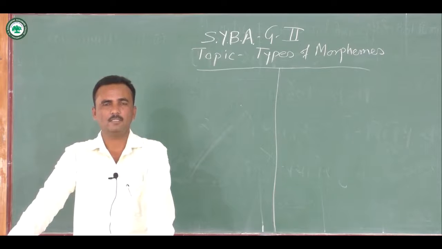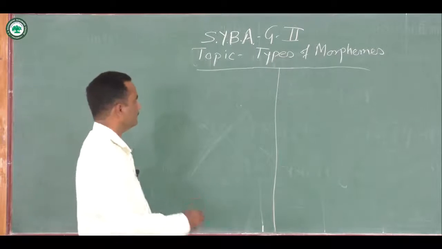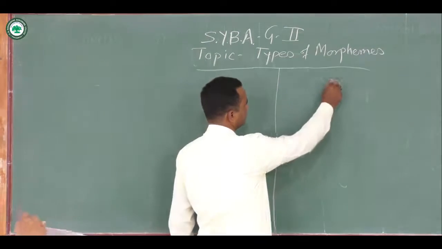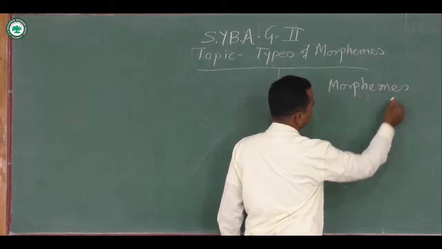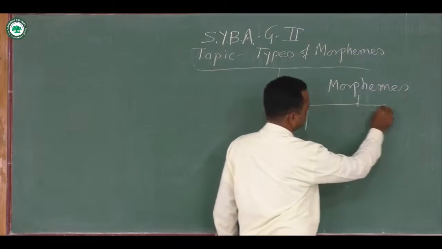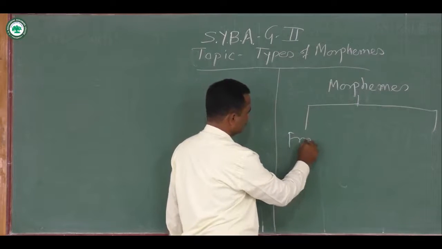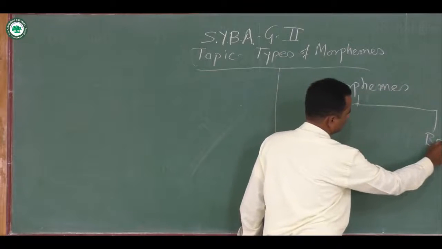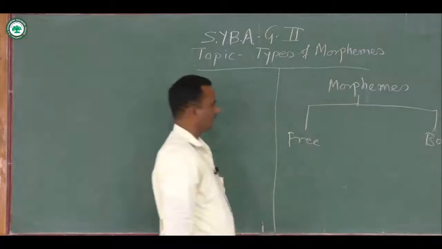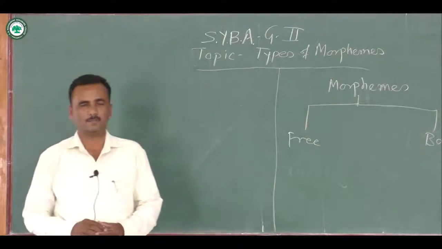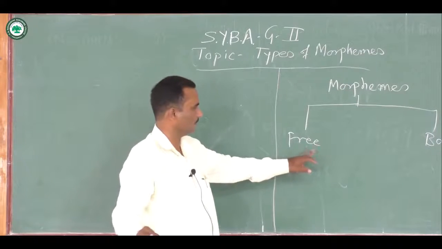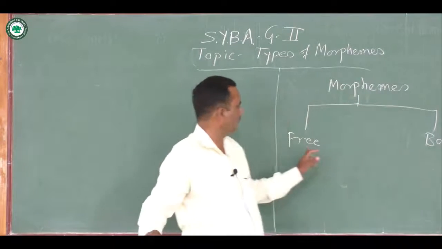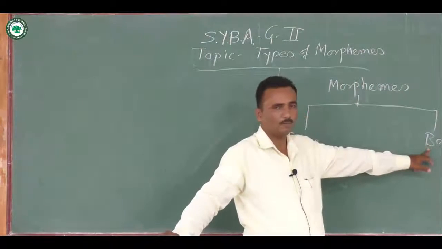English has two types of morphemes. They are called free morphemes and bound morphemes. These are the two major types or categories of morphemes, as the name itself indicates, the free morpheme and the bound morpheme. We are going to learn what a free morpheme is and what a bound morpheme is.